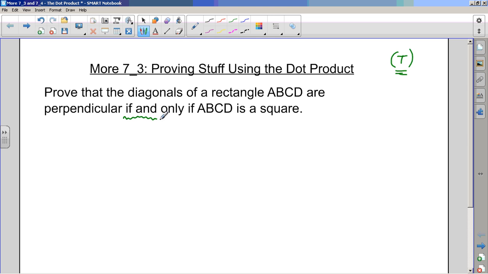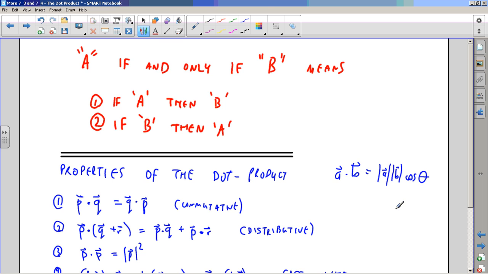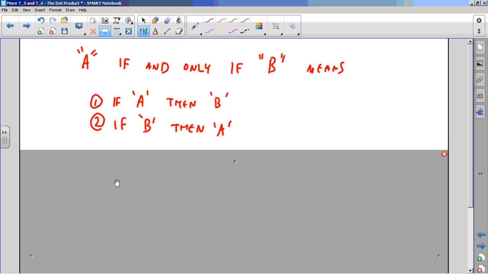Well, that's special language in mathematics, if and only if. What it means here, I'm going to show you. If and only if B means there's actually two things. If A is true, then B is true, which is a common statement in mathematics. But it's also, if B is true, then A is also true. So it's two parts to a proof.